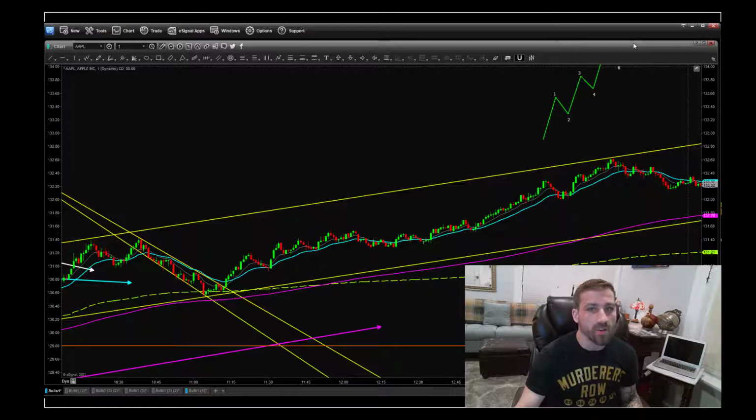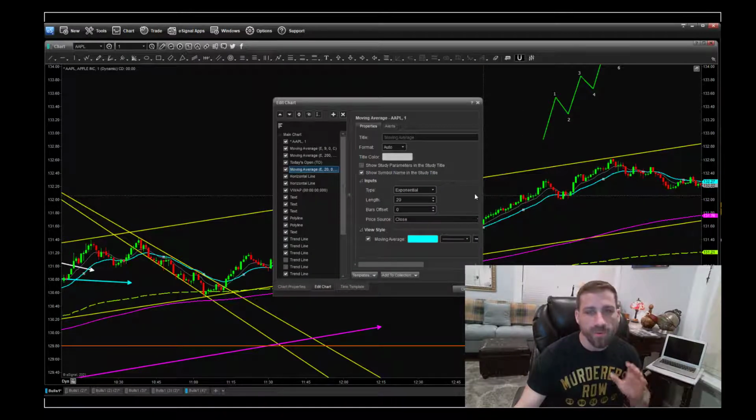That being said, if you guys intend on using these indicators, I want to show you how you can put them on your chart. I'm going to show you in a couple of ways here. So first and foremost, the platform that I'm using for charting right now is called eSignal.